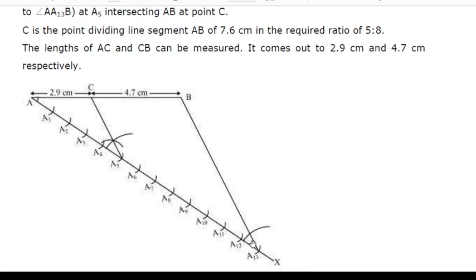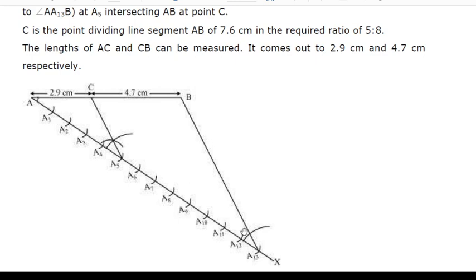Now you join this last point to this last point. And now how many parts do you need to take out? 5 on this side, 8 on this side. You count from here till here. How many parts? 5, A5.